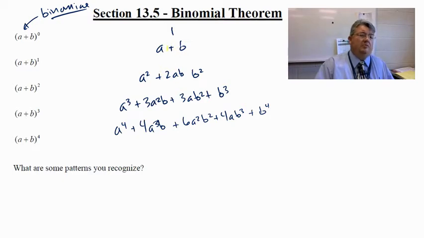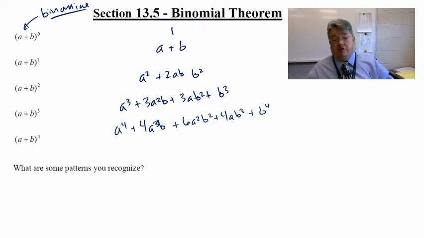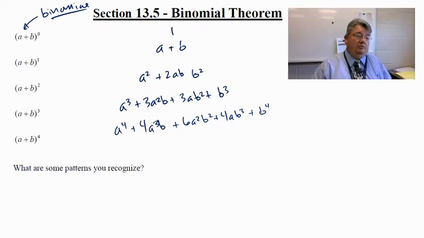Look at this. Power of 0, there's one term. Power of 1, there are 2 terms. Power of 2, there are 3 terms. So the number of terms is always going to be one more than the power, right? Power of 4, there were 1, 2, 3, 4, 5 terms. Also, check these out. The coefficients: 1, 1, 1, 2, 1, 1, 3, 3, 1, 1, 4, 6, 4, 1. They're symmetric, so they're split in half. If you know the first half, you know the second half. It begins and ends in 1, okay?